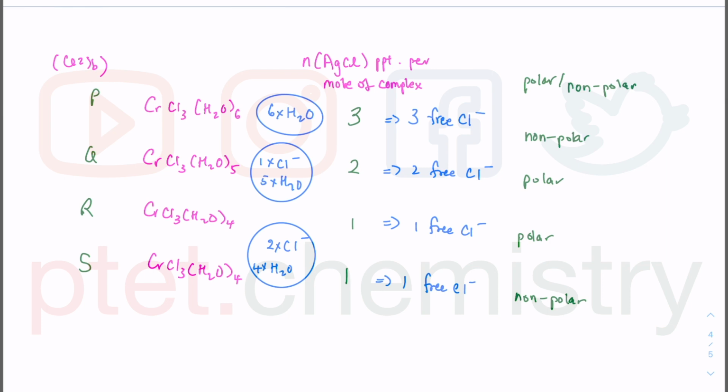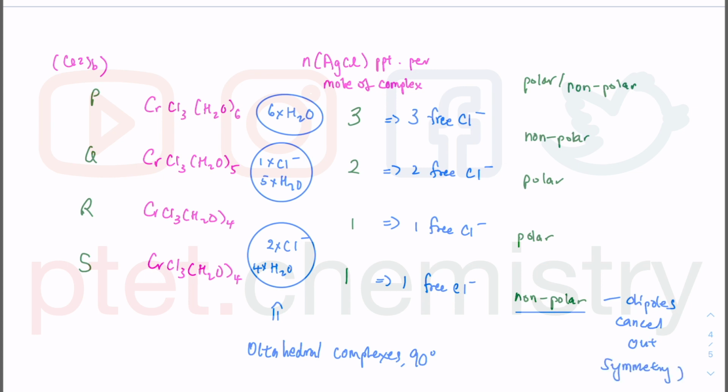As you can imagine, these are all octahedral complexes. Octahedral complexes have a bond angle of 90 degrees to each other. The fact that this is non-polar means that the dipoles cancel out. As you can imagine, there is a symmetry. So we are looking at symmetry. And we have 2 times Cl minus and 4 times H2O. So you can imagine the 2 times Cl minus 180 degrees to each other. That's why they cancel out, and the 4 water is square planar in the middle of the plane.